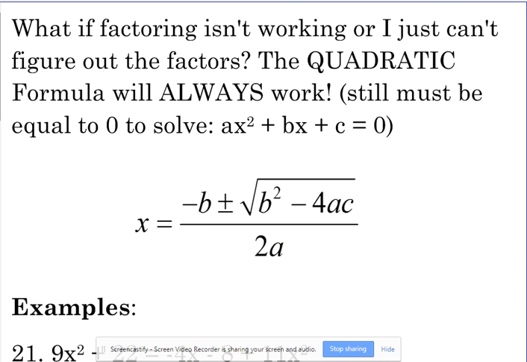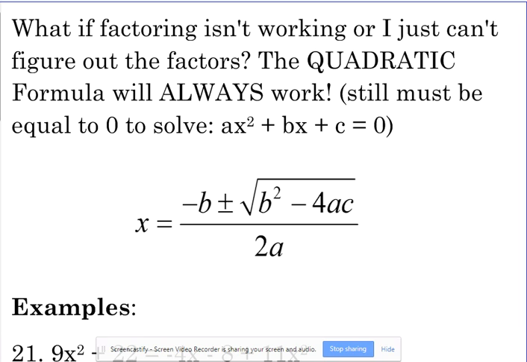Now, the problem with the quadratic formula is you gotta learn the quadratic formula, okay? But there are lots of neat little songs out there. I am not a singer. I'm sorry, I'm not going to sing for you this morning. But if you want to watch them, just YouTube, look up Quadratic Formula Song.